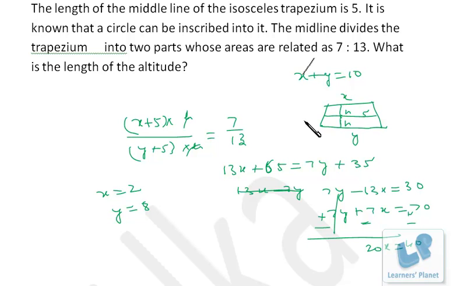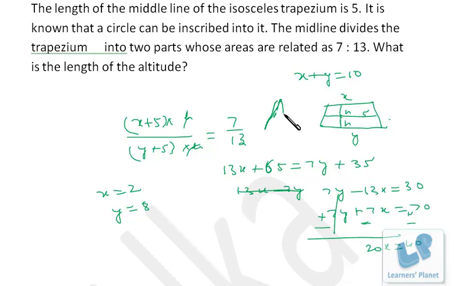Now, since it is an isosceles trapezium and a circle can be inscribed into it, the sum of the parallel sides should be equal to the sum of the non-parallel sides. That means this length plus this length must be 10, right? And since it is isosceles, this length and this length should be equal. That means it is 5, right? So what is exactly happening?